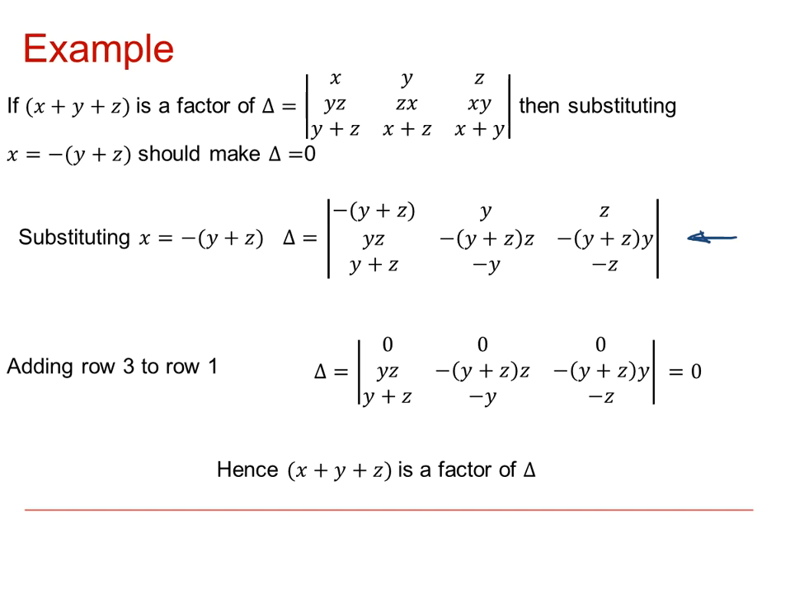So this time the first row is the negative of the third row. So we can this time add row 3 to row 1, and the first row becomes 0, and hence the determinant delta is equal to 0. So we have x plus y plus z is also a factor of delta. You might want to pause the video and check through that and make sure you're happy with the idea, but it's just substituting x equal to negative y plus z.